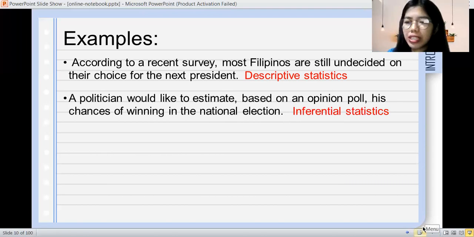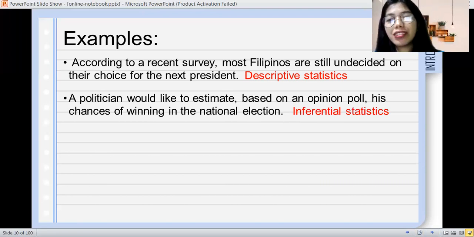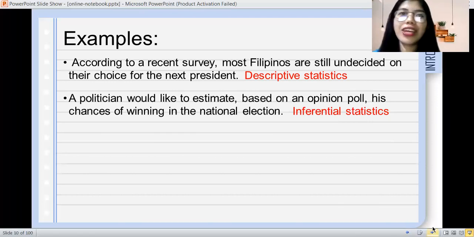Bakit? Because it aims to make an inference or yung hinuha. Gusto niyang mag-predict kung mananalo ba siya, kung ilan yung chance niya to win the national election. That is why it is an inferential statistics. Okay?